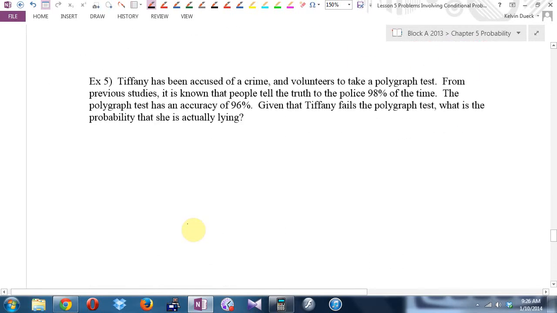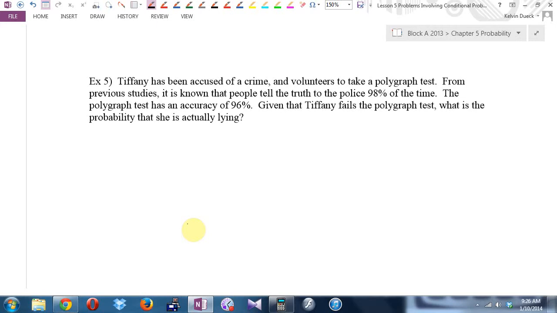Speaking of polygraphs, Tiffany. Tiffany has been accused of a crime, and she volunteers to take a polygraph test to clear her name. From previous studies, we know that people tell the truth to the police 98% of the time. And the polygraph test has an accuracy of 96%. Uh-oh. Tiffany flunks the polygraph. Is she guilty?